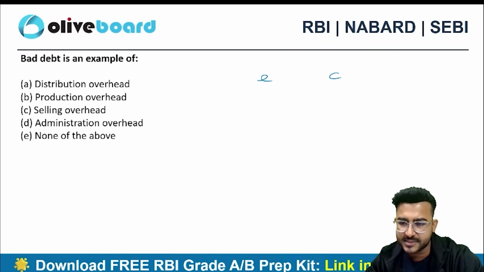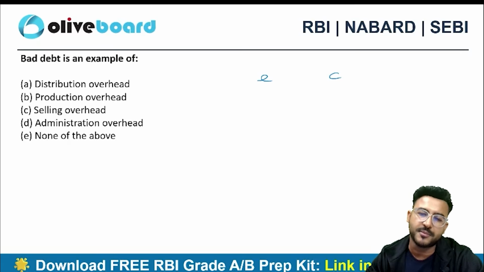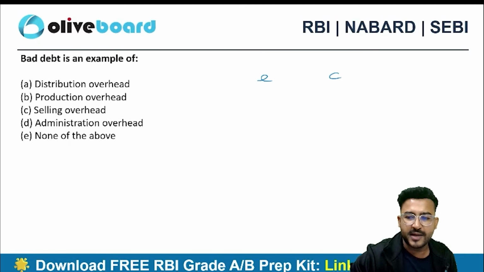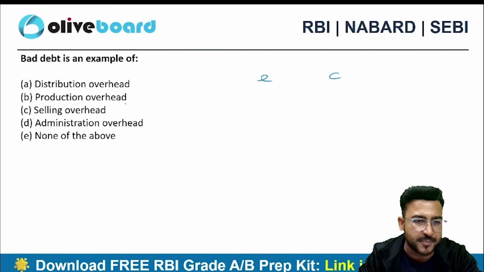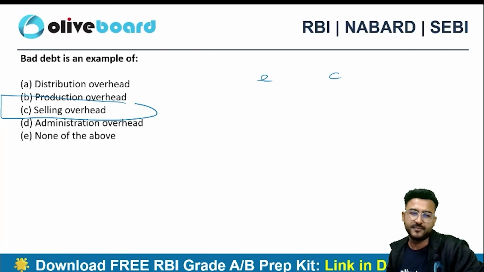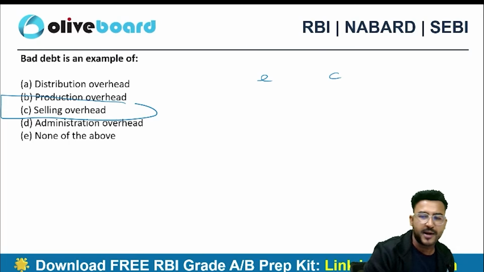सो बैड डेट इज एन एग्जांपल ऑफ व्हाट? बैड डेट होता क्या है सर? When the debtor is not paying the money. अच्छा अब बताओ डेटर क्या होता है? What do you mean by debtor? To whom I have sold goods on credit. So यहाँ पे सेलिंग ओवरहेड्स का पार्ट बन सकता है. ये लॉस है, ये सेलिंग ओवरहेड का पार्ट बन सकता है.